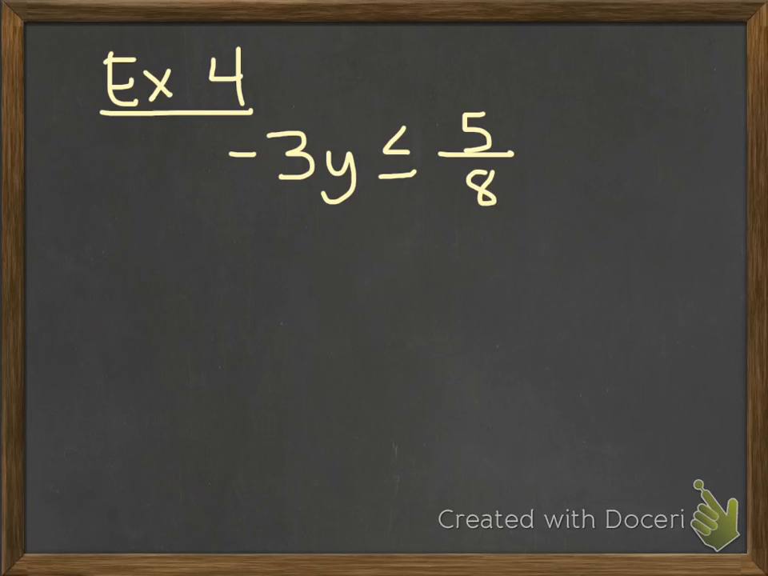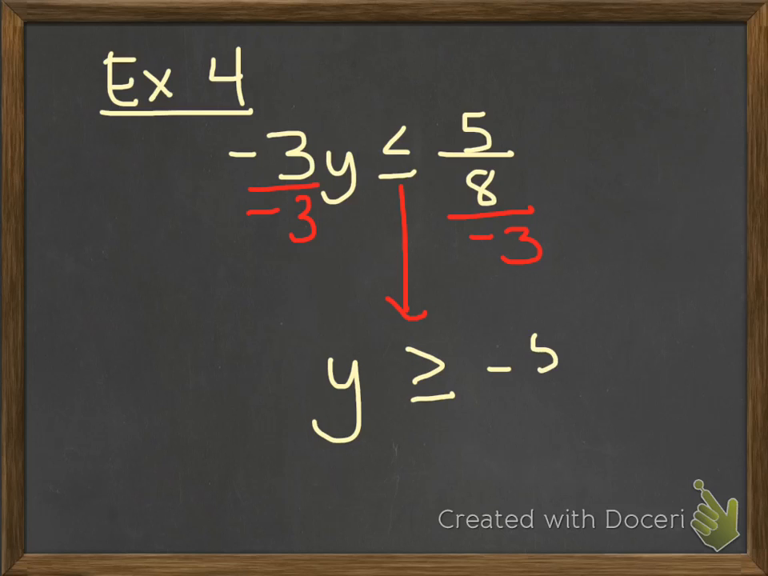Example 4, negative 3y is less than or equal to 5/8. Okay, we have a negative attached to the letter, negative 3 in front of the variable. So instead of less than or equal to, it's going to change to greater than or equal to. And then the steps are the same. You divide both sides by negative 3. Divide 5/8 by negative 3. And you get y is greater than or equal to negative 5 over 24. 5/8 divided by negative 3 is negative 5/24.